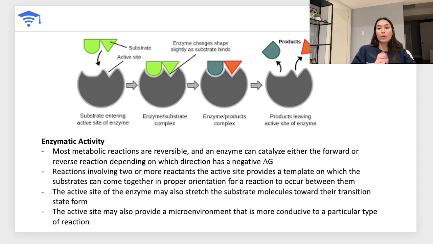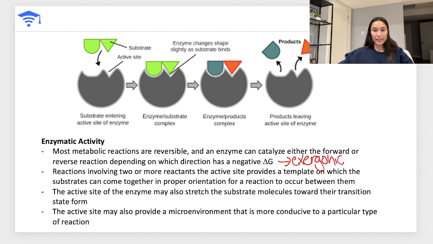Now, most metabolic reactions are reversible, and an enzyme can catalyze either a forward reaction or a reverse reaction depending on the direction of the negative delta G. By now, you should already know that a negative delta G means something that is exergonic.